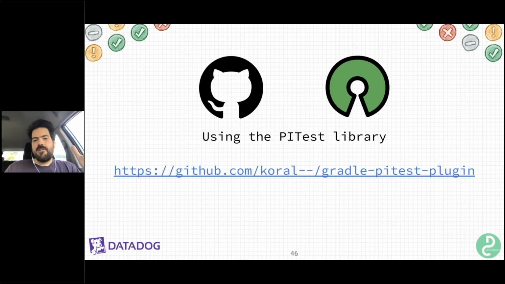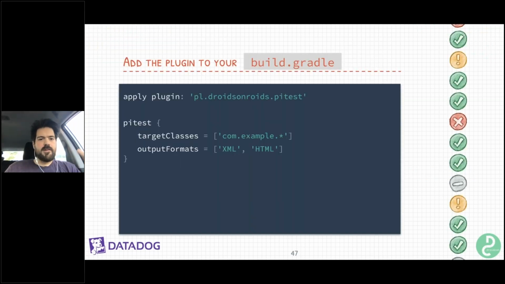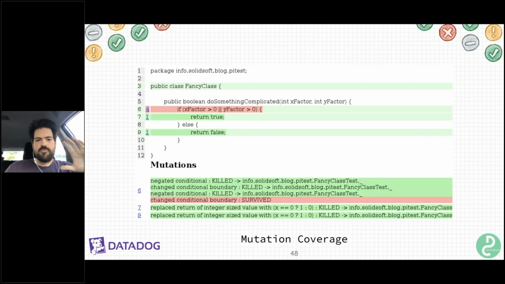For that, we're using the PIT library. It's open source on GitHub. You can use it. It's a Java library, but there is a plugin that works very, very well with Android and Kotlin projects. And so basically, you can add it to your Gradle file, and when you run the PIT test task, you're going to have some result like this.